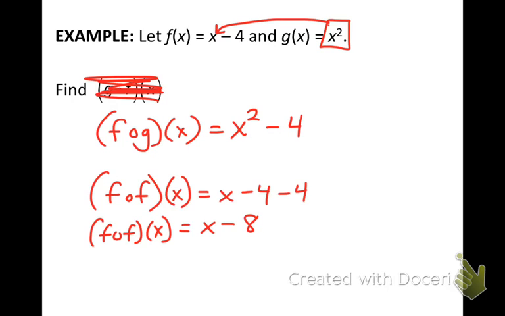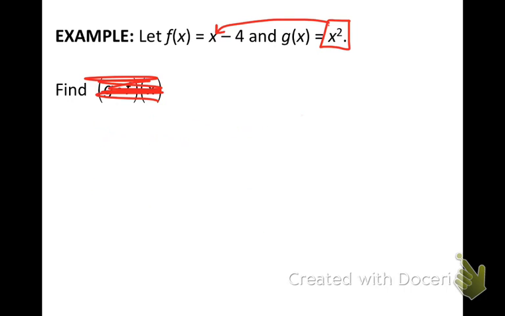What would be g of g of x? Kyle? Yeah, because it would be 2 times 2. X squared squared would be x to the 4th. Good. What if, I'm going to give you a good one. You ready for this? What if we had to do g of f of f of x?